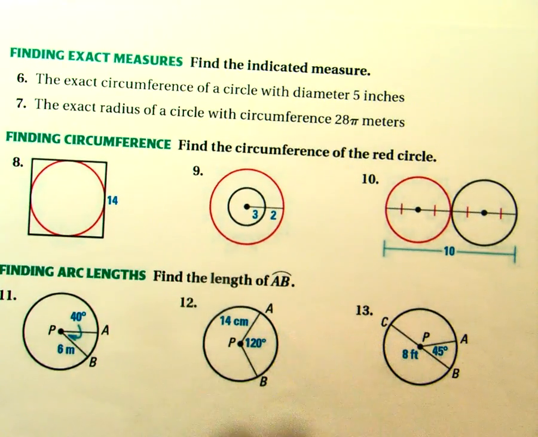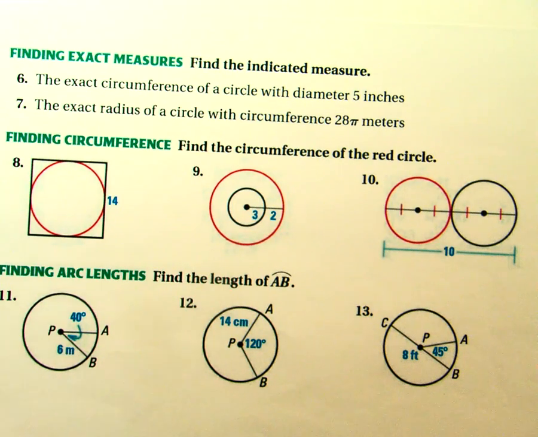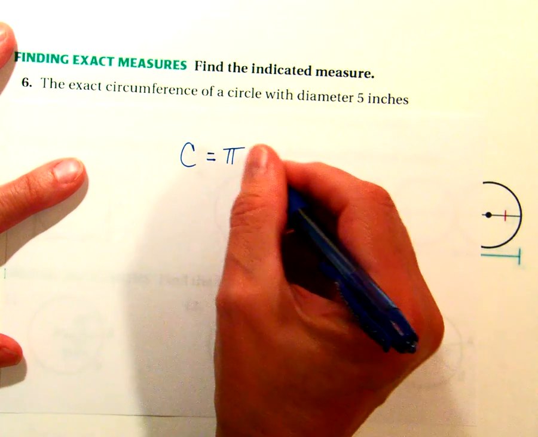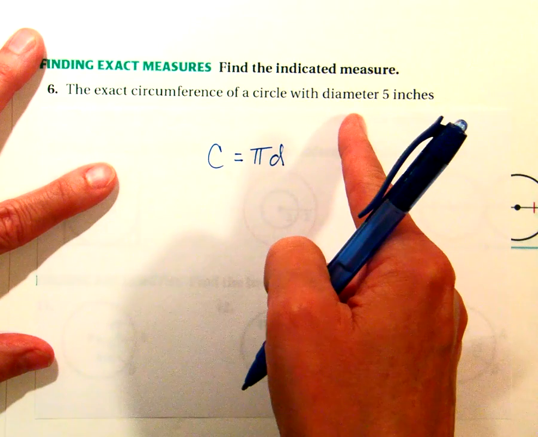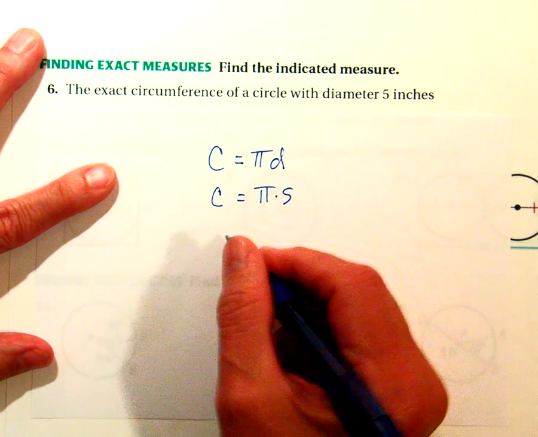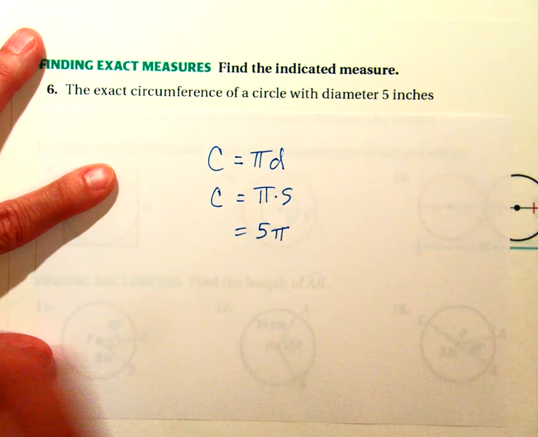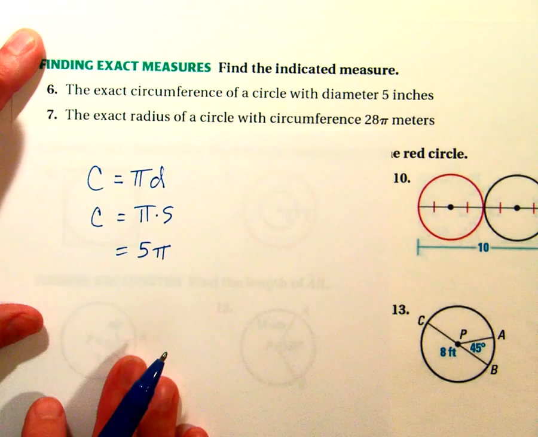Let's look here. Find the exact circumference of a circle with a diameter of 5 inches. Circumference equals pi d. Now, why didn't I say 2 pi r? I didn't say 2 pi r because that says d for diameter. So, circumference equals pi times 5, which equals 5 pi. Remember, we'll put the 5 first. Now, are you supposed to put it into a decimal? No. If you put it into a decimal, it's no longer exact because you recall pi is irrational.